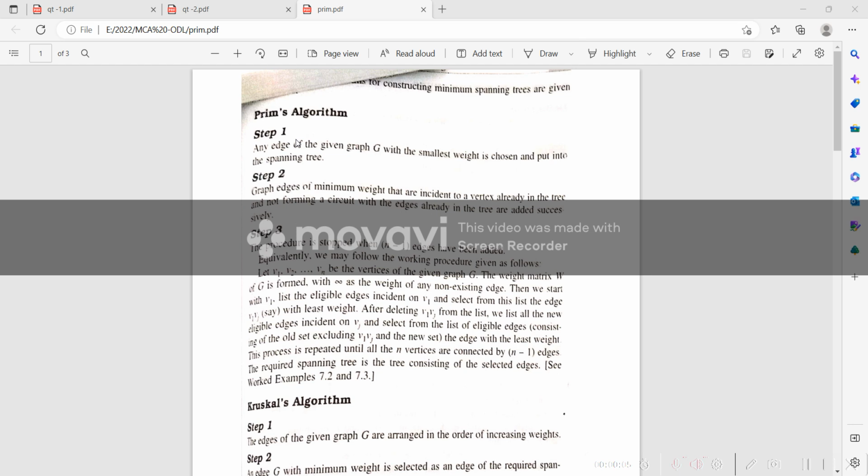Hello students, today we are going to study Prim's algorithm in graph theory. So this Prim's algorithm is used to construct minimum spanning tree of a connected graph. So first we should know the basic terms, terminologies in graph.